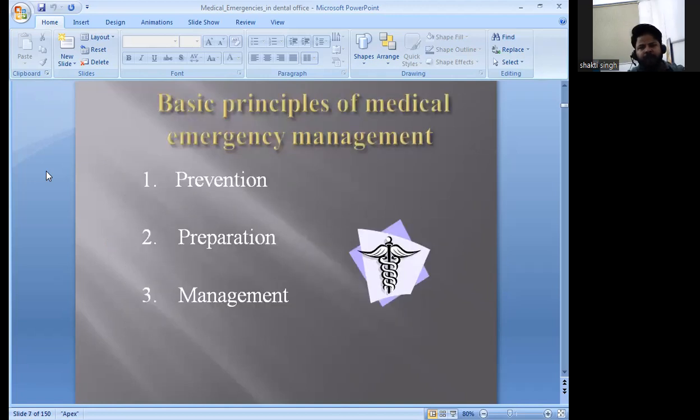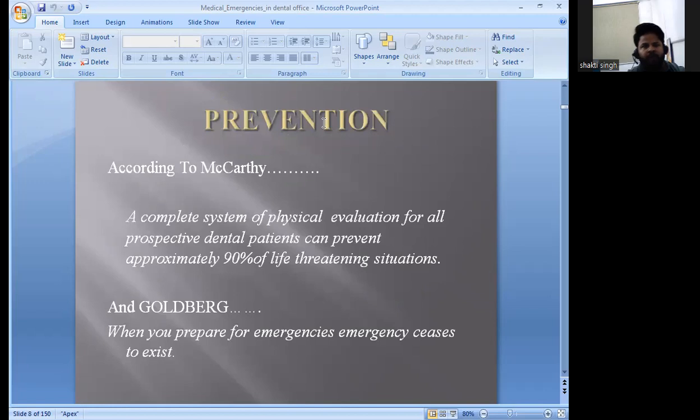Moving forward, the basic principles of medical emergency management include prevention, preparation, and management. Now, prevention first of all. According to McCarthy, a complete system of physical evaluation for all prospective dental patients can prevent approximately 90% of life-threatening situations. And Goldberg also said that if you are prepared, emergencies cease to be a problem. So if you are trained enough, you can handle such emergencies when they arise. As we all say, prevention is better than cure.